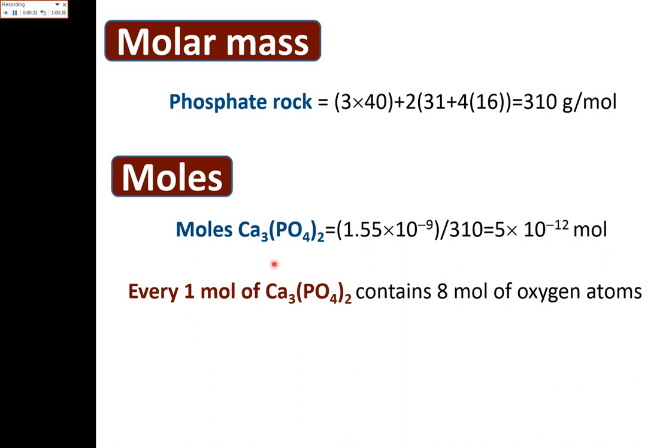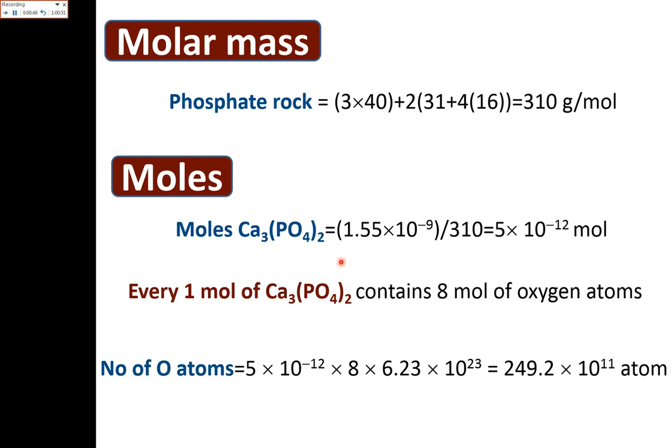If you calculate the number of moles, for every single mole of calcium phosphate, how many oxygen atoms do we have? We have 2 times 4 oxygen atoms, so we have 8 moles of oxygen atoms. So for everything, how many moles here of calcium phosphate? We have 5 times 10 to the power of minus 12 mole.